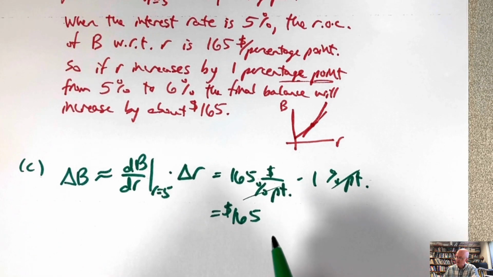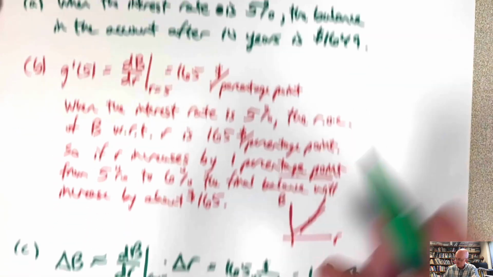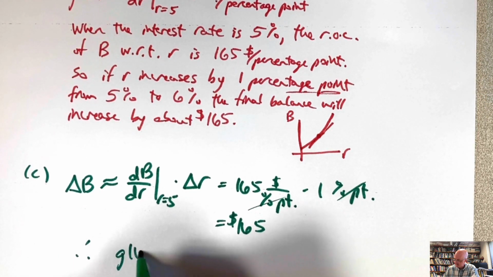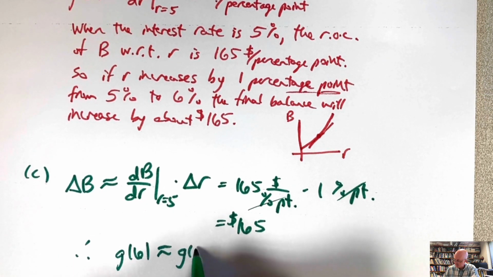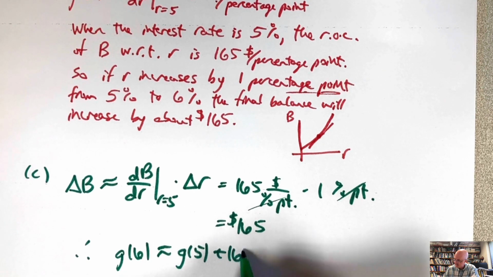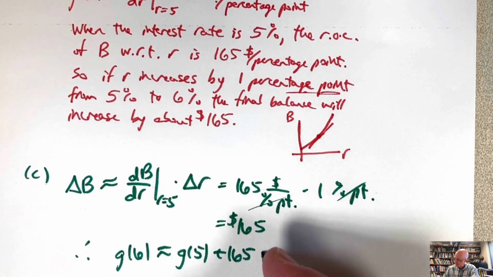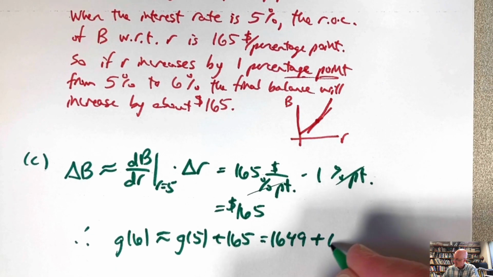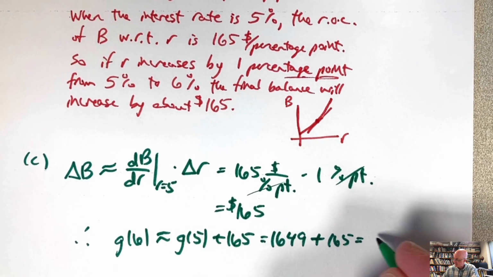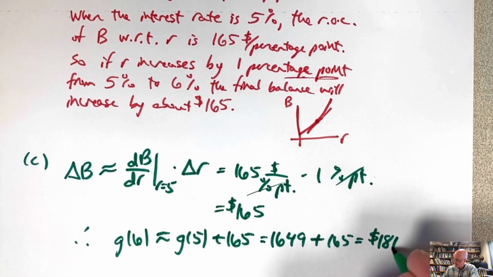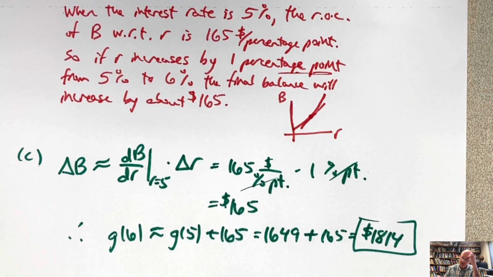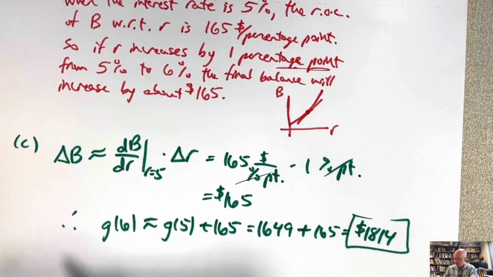That's not the final answer, though, because we need to estimate g of 6 itself. Therefore, g of 6 is approximately g of 5 plus 165. G of 5 was 1,649. 1,649 plus 165 would be $1,814. That would be our linear approximation. Again, because the graph's concave up, it's going to be a little bit too small. What's the actual answer? Can we come up with a formula here?